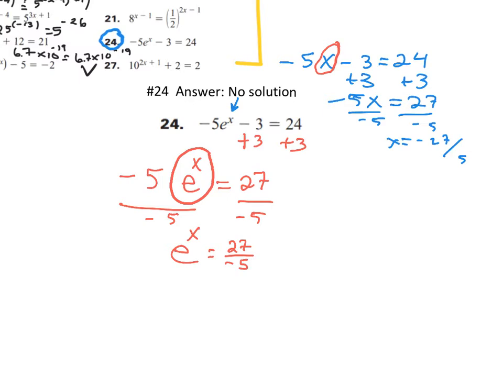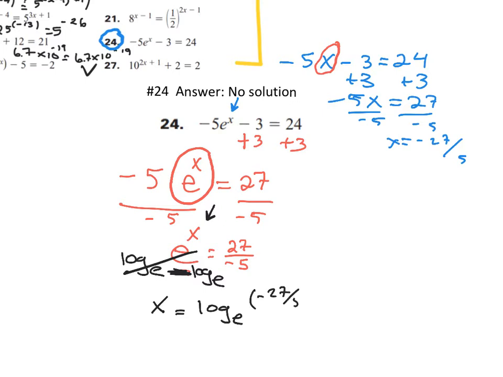Now, once you've isolated that base, I like to use logs. So what I do, I'll show you 2 different ways. I like to use logs. So I look at the side the variable is on, which is the left. I look at that base, and I apply that log base to both sides. So log base e, log base e. So log base e of e cancels, so we have x is equal to log base e of negative 27 over 5.